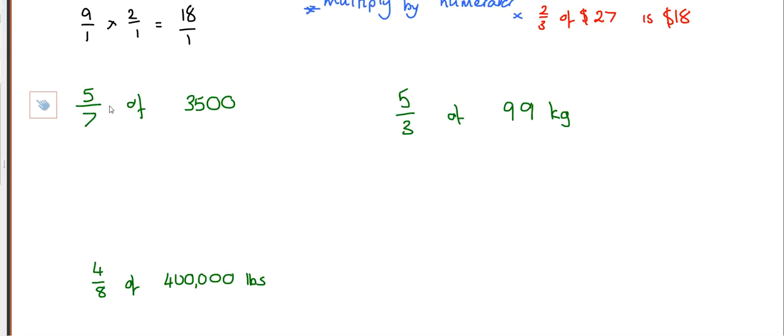So the answers are, I'm just going to do it whichever way. So 5/7 of 3,500. I'm going to go for 1/7 of 35 is 5. So 1/7 of 3,500 is 500. So I need 5 times 1/7, which means I have to do 5 times 500, which equals 2,500.